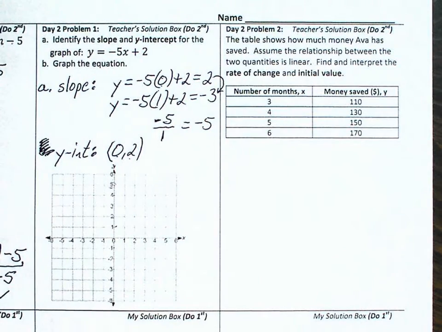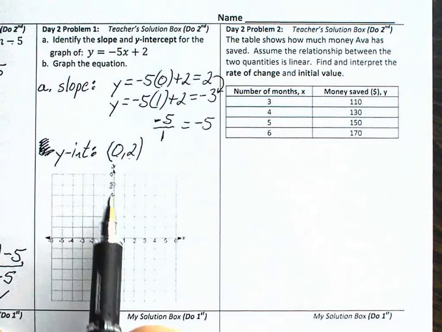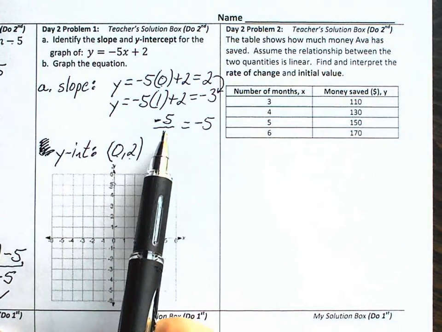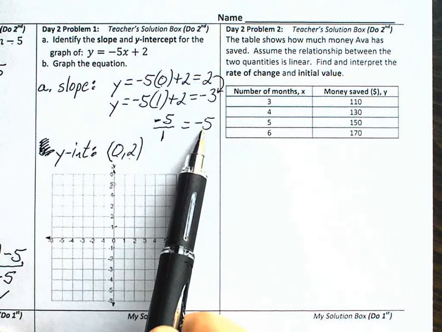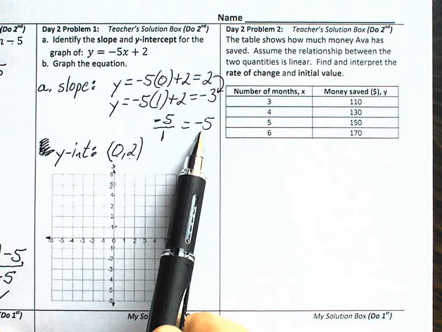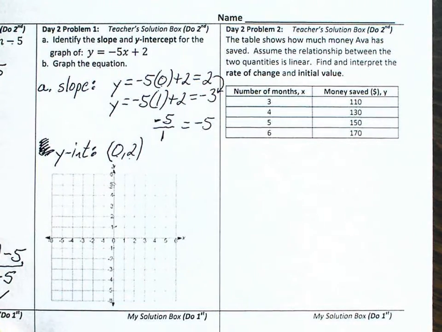Now we can do part B. Graph the equation. We can graph a picture of this equation by using these values that we figured out in part A. One of them was called slope and the other was called y-intercept. If we use these two values, we can find the line.